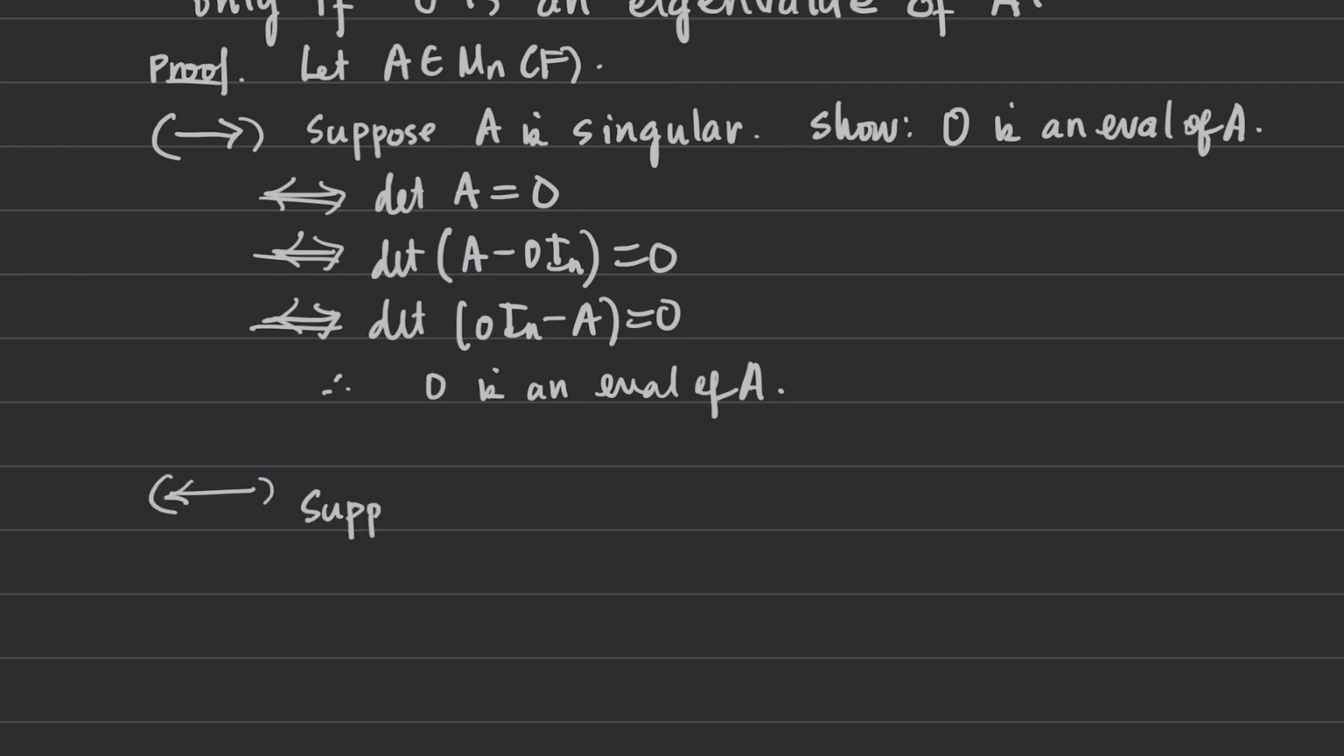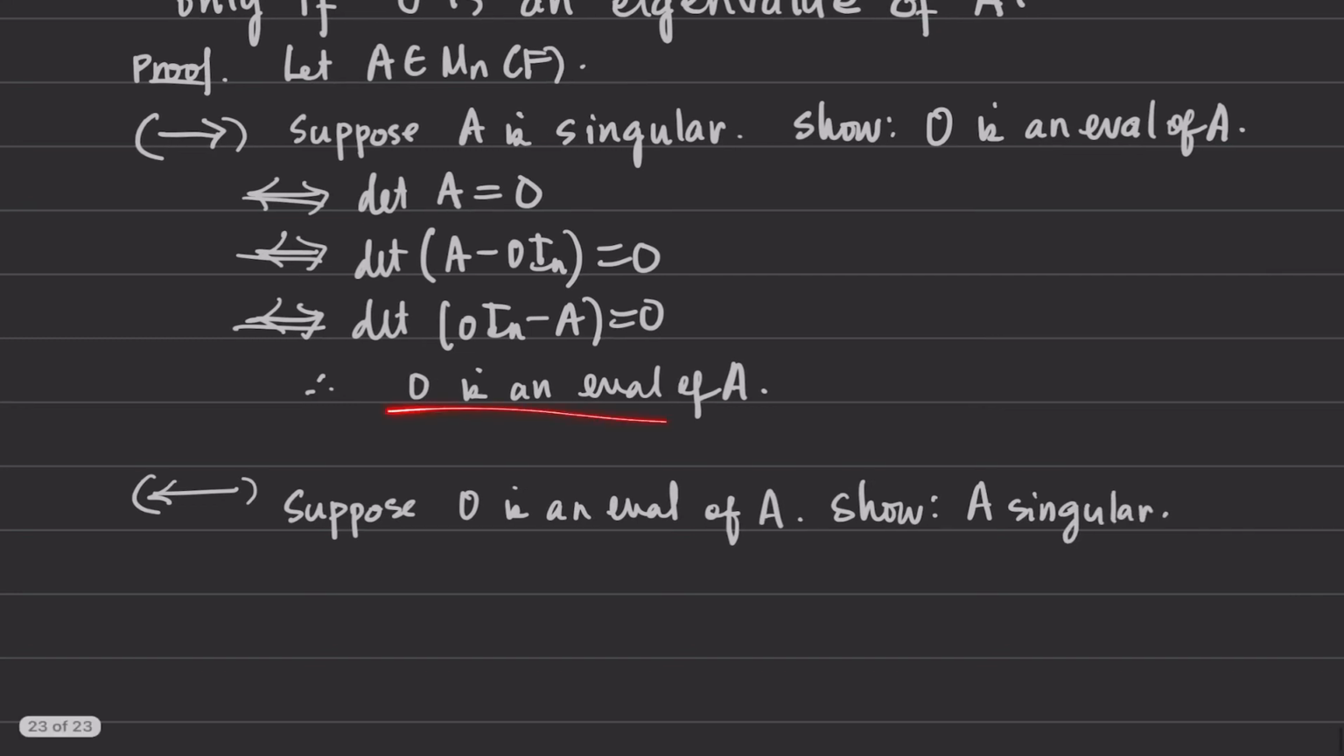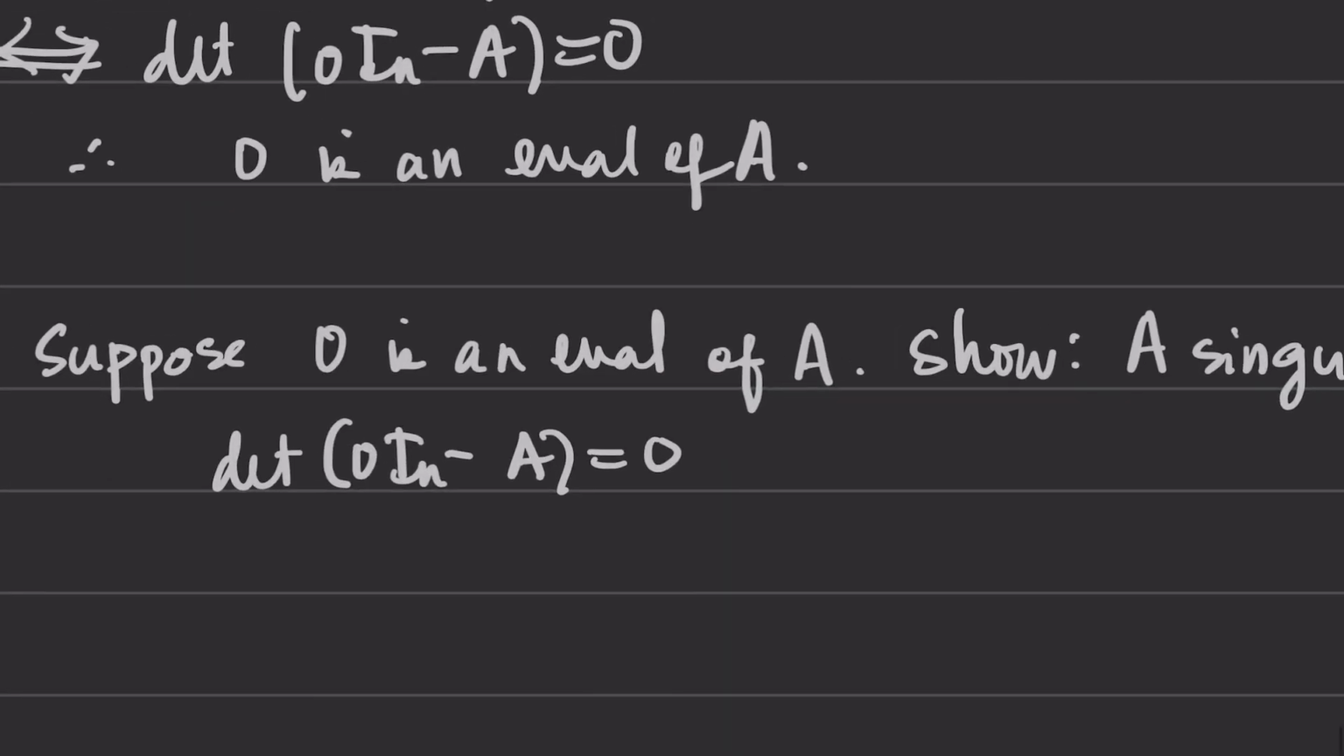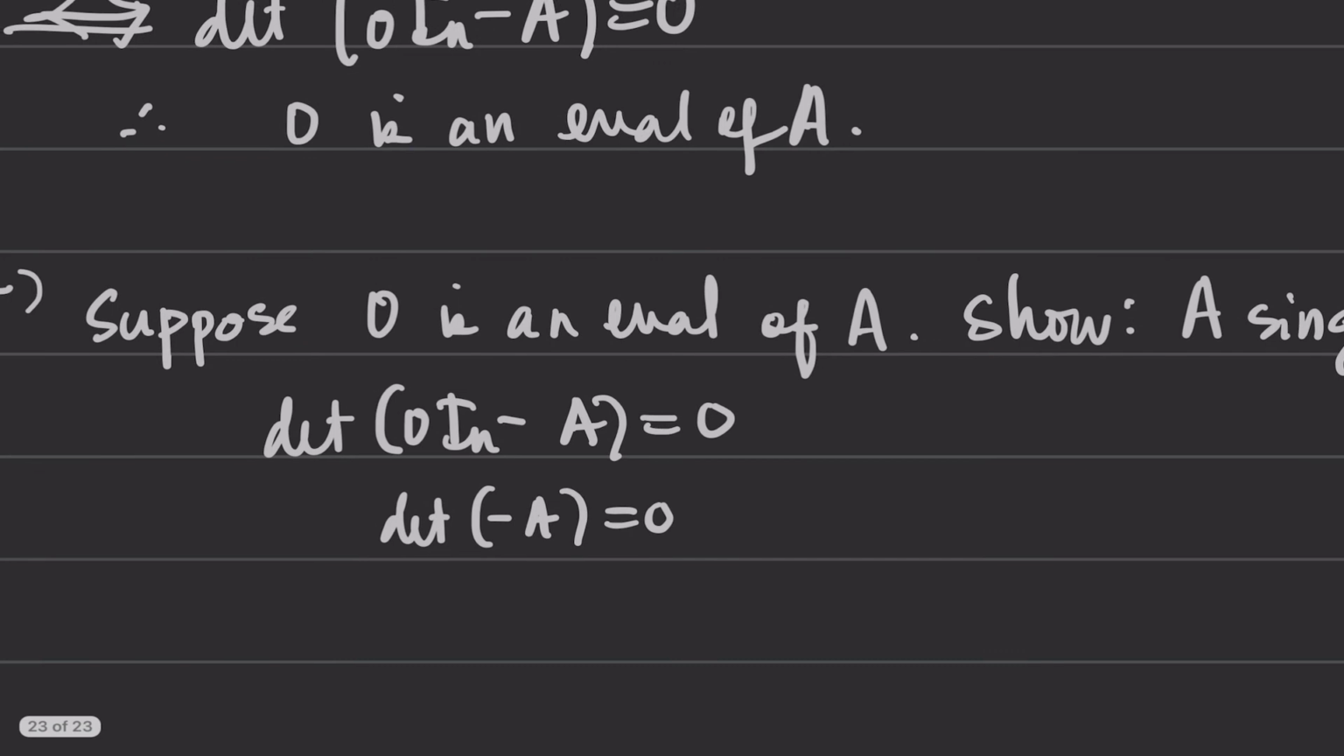So, suppose 0 is an eigenvalue of A. Show A is singular. Actually, pabalik nga lang nito yung gagawin natin, no? So, 0 is an eigenvalue of A. Ibig sabihin, determinant ng 0I minus A is 0. Determinant ng negative A is 0. Tapos, ang pwede mong gawin dito ay mag-factor ka ng negative I, no?